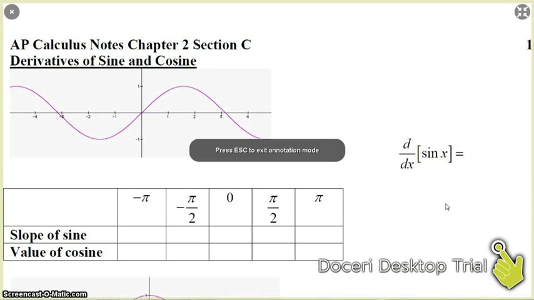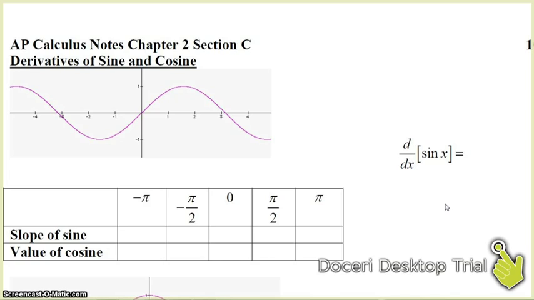For example, when x equals negative pi, what will be the slope of sine? It's going to be somewhere around -1. Actually, it's precisely -1. How about at negative pi over 2? Sine would actually have a 0 slope. At 0, sine would have a positive 1 slope. At pi over 2, sine would have a 0 slope. And at pi, sine will have a negative slope.